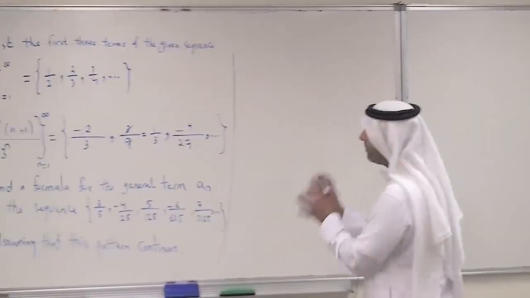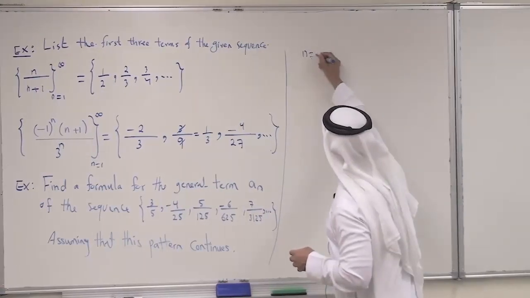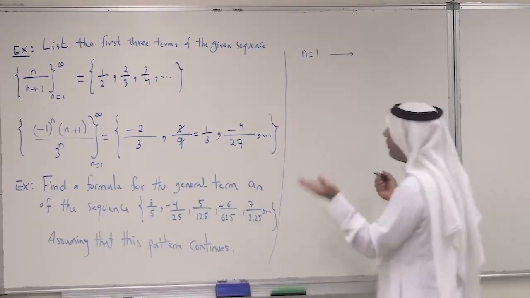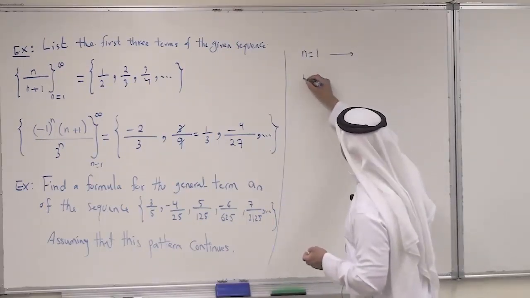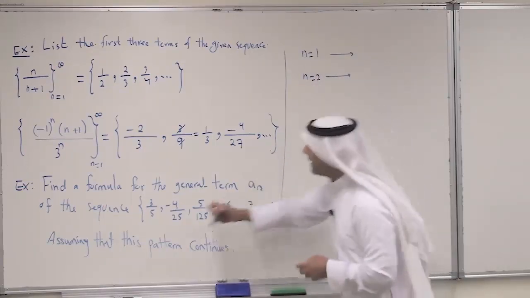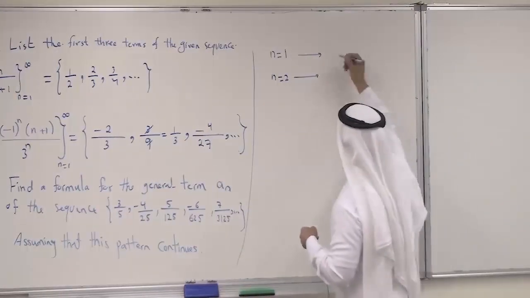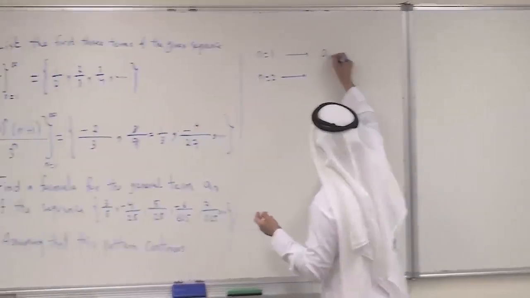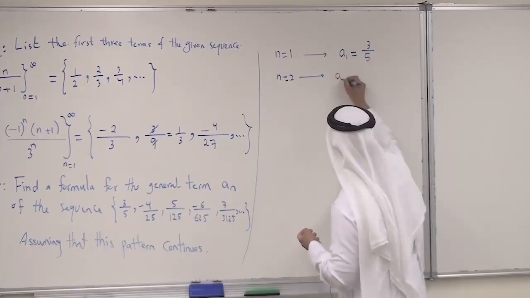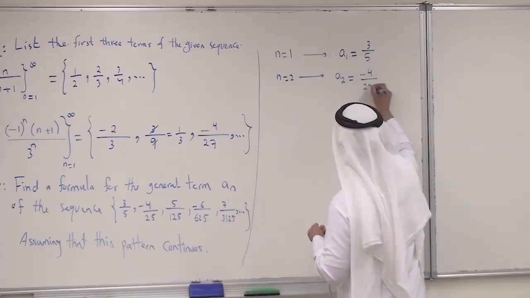Let us try to now make a matching between the natural numbers, so n equal to 1, and the first element, a1. Now, what is the 3 over 5 if you just use n equal to 1? Then I move to the second one, n equal to 2, and I need to make a matching with the second element here, and so on. And then I can generalize this. So what is a1? a1 is equal to 3 over 5, okay? And what is a2? a2 is equal to minus 4 over 25.